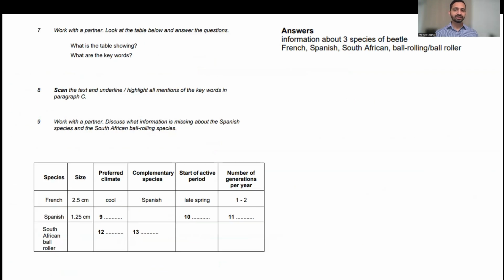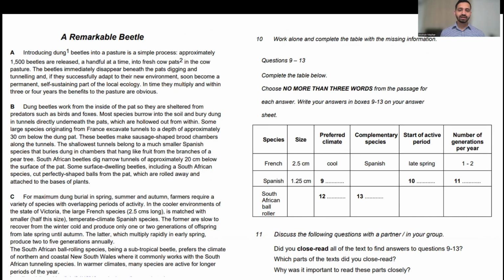All right, I hope you had a chance to look at the information here. Let's look at this information. You've got the answers on the top right-hand corner. In terms of number 9, the correct answer is information about 3 species of beetle. So activity number 7, what is the table showing? It's showing information about 3 species of beetle. What are the keywords? French, Spanish, South African ball roller. This is just giving you the answers for question number 7.